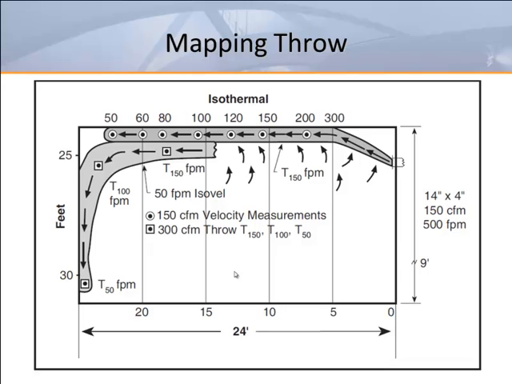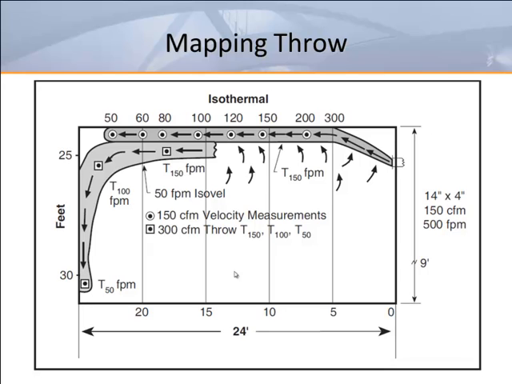The first one shown here illustrates the results of an isothermal air jet. The top envelope of air shows a jet with 150 CFM leaving the outlet at 500 feet per minute. Note that the isothermal air remains on the ceiling at all terminal velocities. Also note that the location of the 150 foot per minute terminal velocity is at a distance of 9 feet.